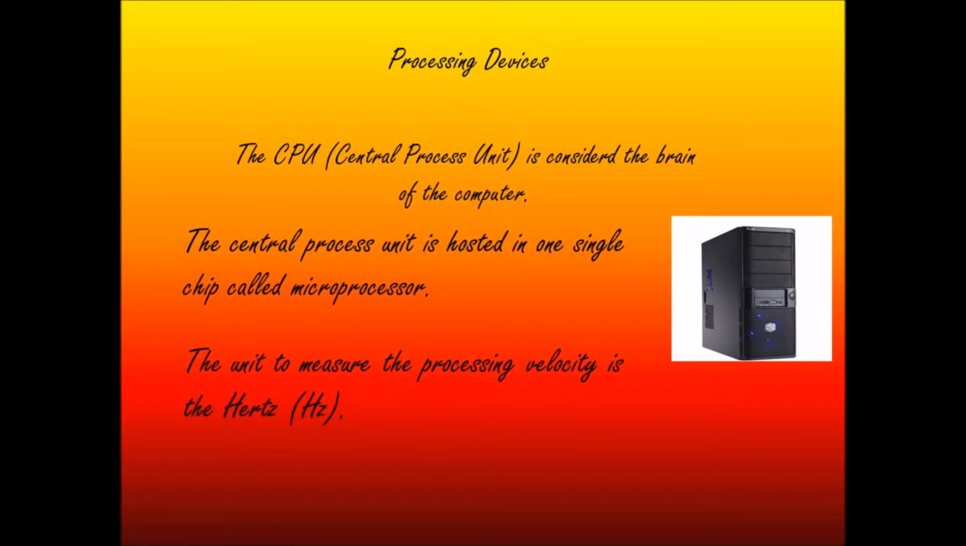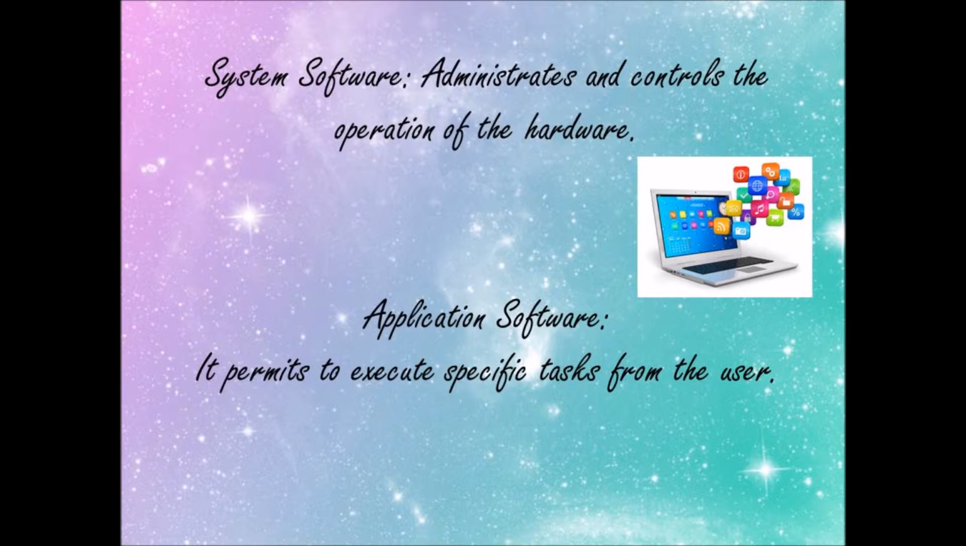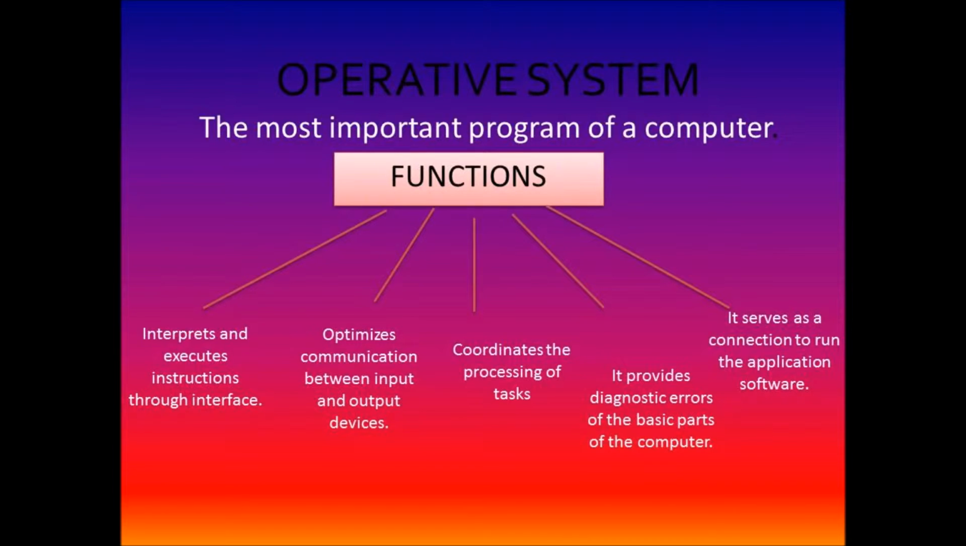The processing devices. The CPU, Central Process Unit, is considered the brain of the computer. The Central Process Unit is housed in one single chip called microprocessor. The unit to measure the processing velocity is the hertz. The system software administrates and controls the operation of the hardware, and the application software permits to execute specific tasks from the user.